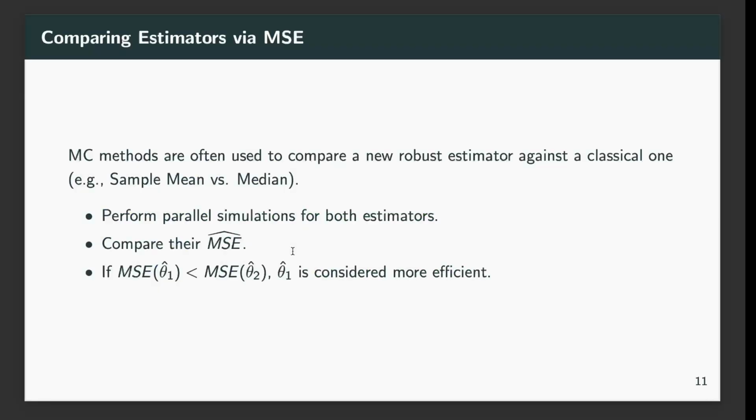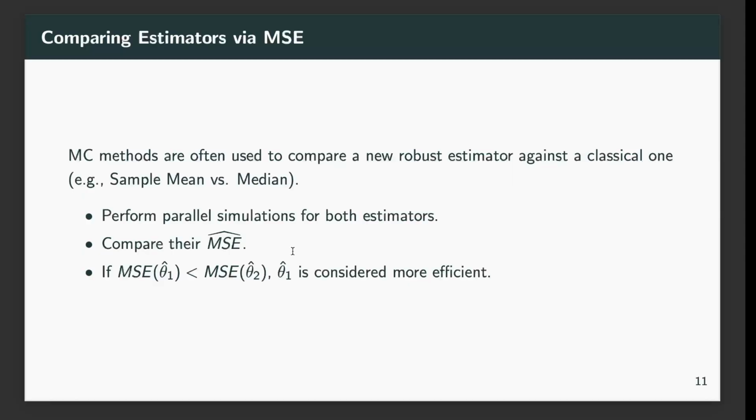So, comparing estimates via MSE, Monte Carlo is especially important when we want to compare competing estimators. Let's say we want to decide between two estimators, theta hat 1 and theta hat 2. Which one should we use? Following the Monte Carlo approach, we should perform parallel simulation for both estimators using the same set of random samples, then compute the MSE for each, and compare.